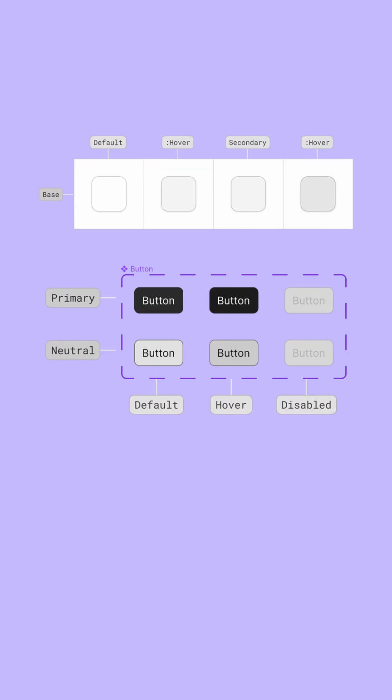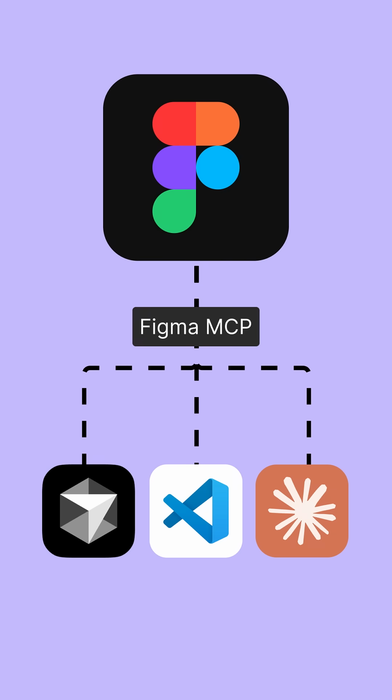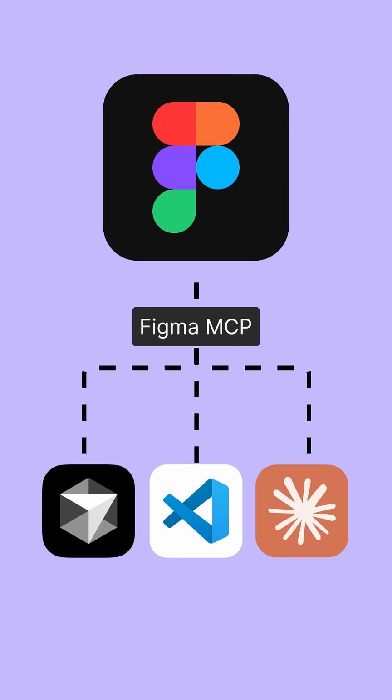Bring your design system and Figma file context into your agentic development tools with the Figma MCP server. This is a powerful way to align your code with your design specifications, and it's easy to enable. We'll walk you through how to set up the Figma MCP local server in this video.